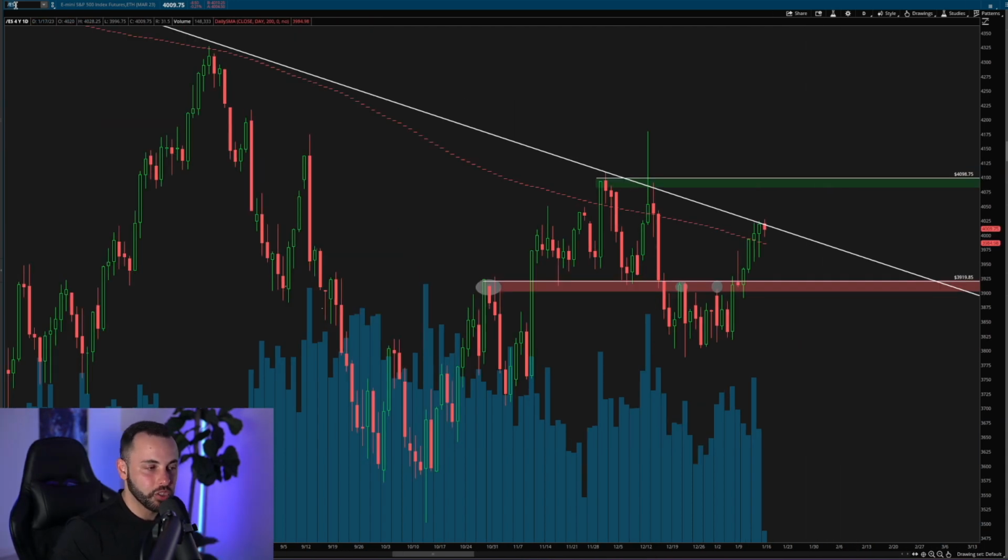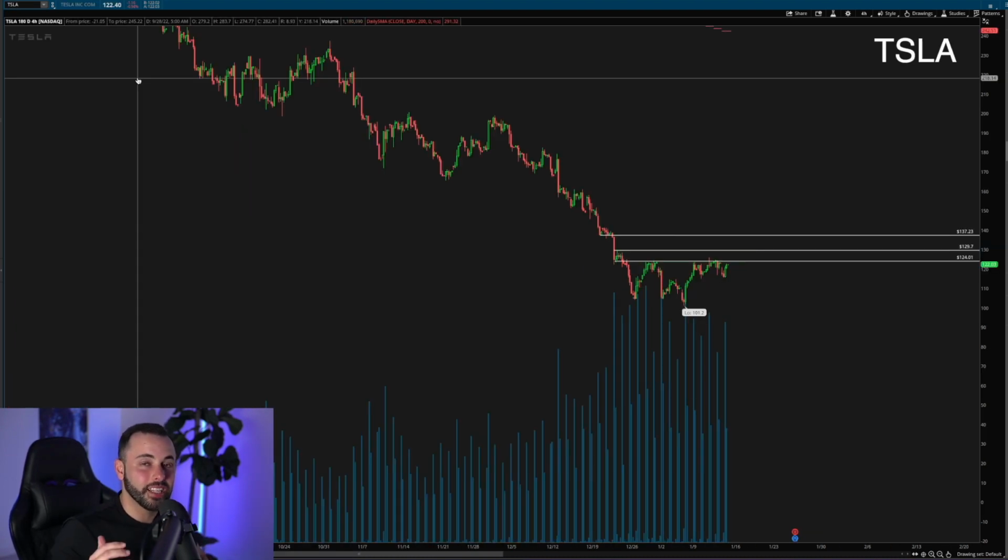So now that we have that futures analysis out of the way, I want to jump into some individual stocks that we can look at and potentially trade into next week. So the first stock that I am very interested in next week is Tesla. And one of the major reasons I am interested in this name is because of the volume that I have seen come into this stock over the last 2 weeks.